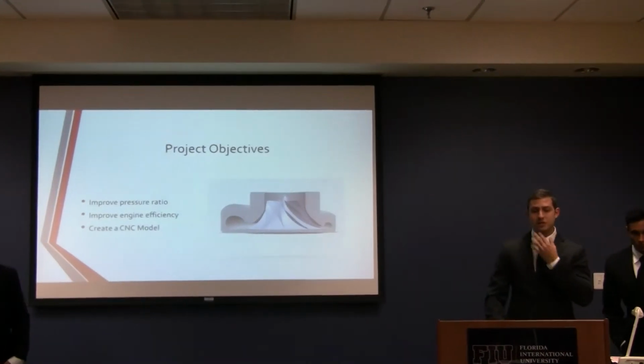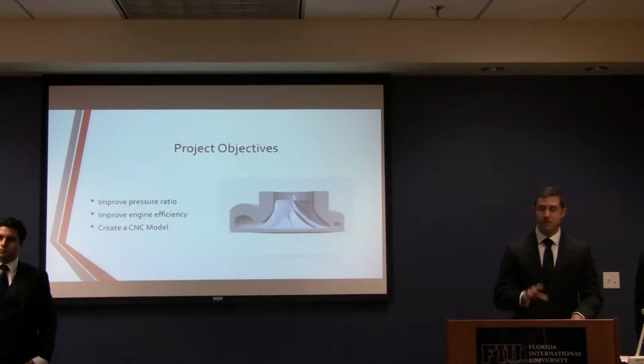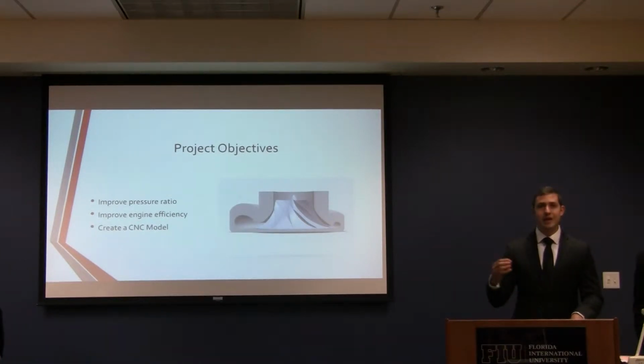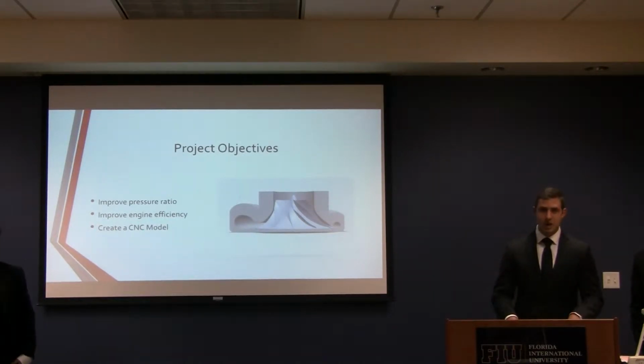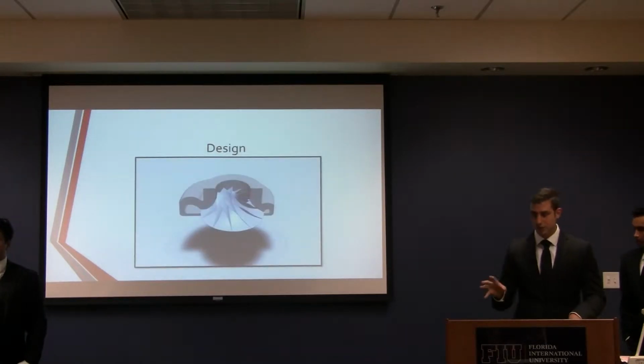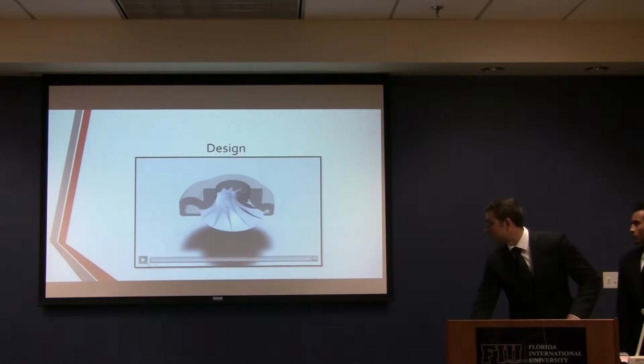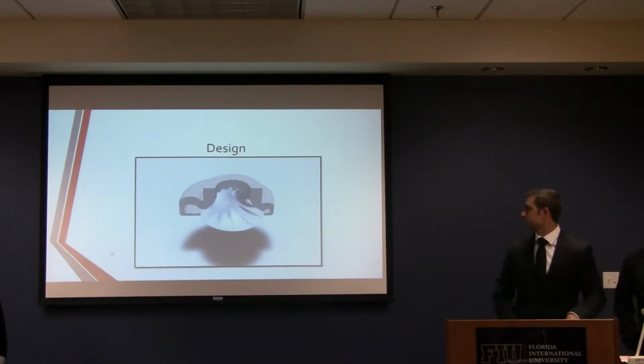Our project objectives are to improve the pressure ratio. When I say this, the pressure ratio is the difference between the inlet pressure and the outlet pressure. We also want to improve the engine efficiency with the use of our turbine blade. And we also want to create a CNC model of the compressor wheel. Here's a video of the compressor and the housing working together.